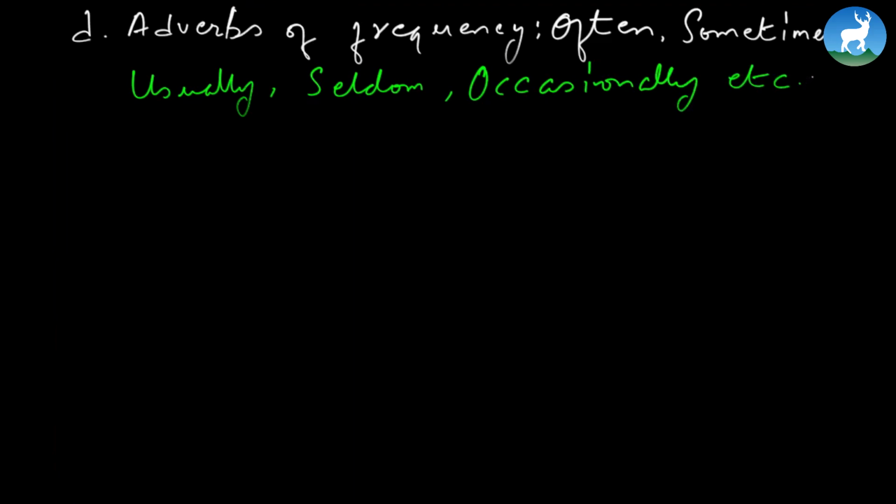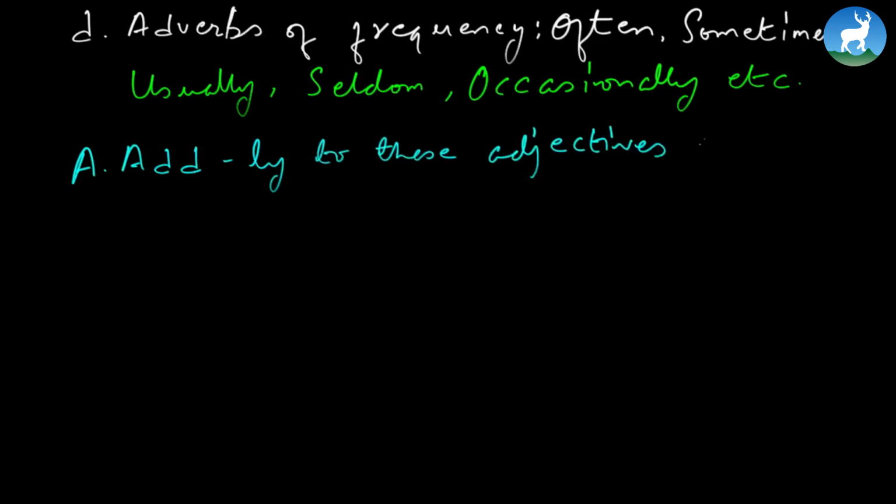Now let's continue with our exercise, which says add ly to these adjectives to make adverbs. Remember that part? Let me copy the heading once again: add ly to these adjectives to make adverbs. Now we know what an adjective is, and now we know what an adverb is. Here we're dealing with adverbs of manner, meaning it's going to end in ly.